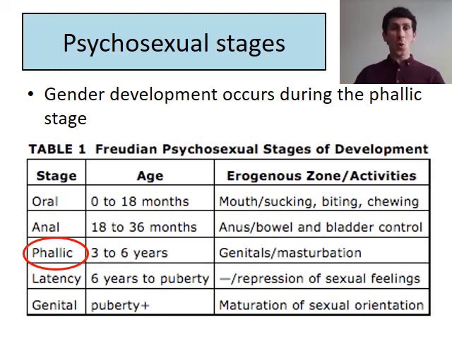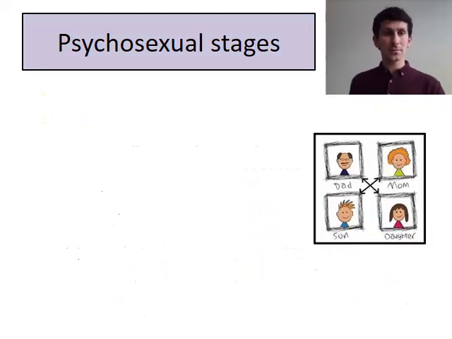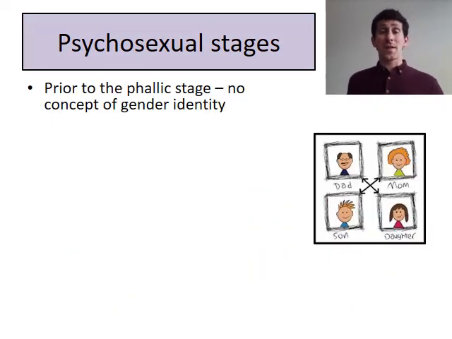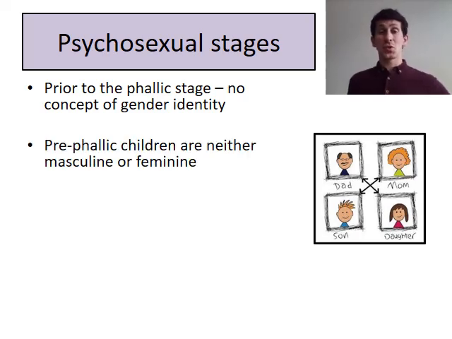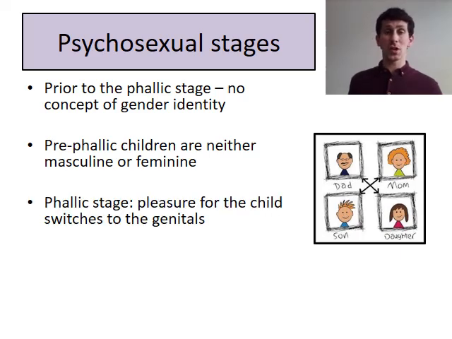So you don't need to know all of these stages. The big one for us is this phallic stage. And according to Freud, gender development occurs during the phallic stage. So during 3 to 6 years. Prior to this phallic stage, according to Freud, children have no concept of gender identity at all. Pre-phallic children aren't masculine, they're not feminine, they have no concept of this whatsoever.